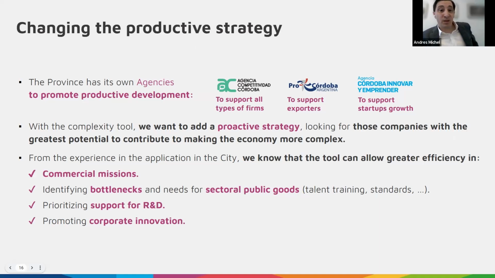So from the experience in the application of this tool in the city, we know that the tool can allow greater efficiency in, for example, commercial missions, identify bottlenecks and needs for sectorial public goods, talent training, standards, and others, prioritizing support for R&D, promoting cooperative innovation, for example.